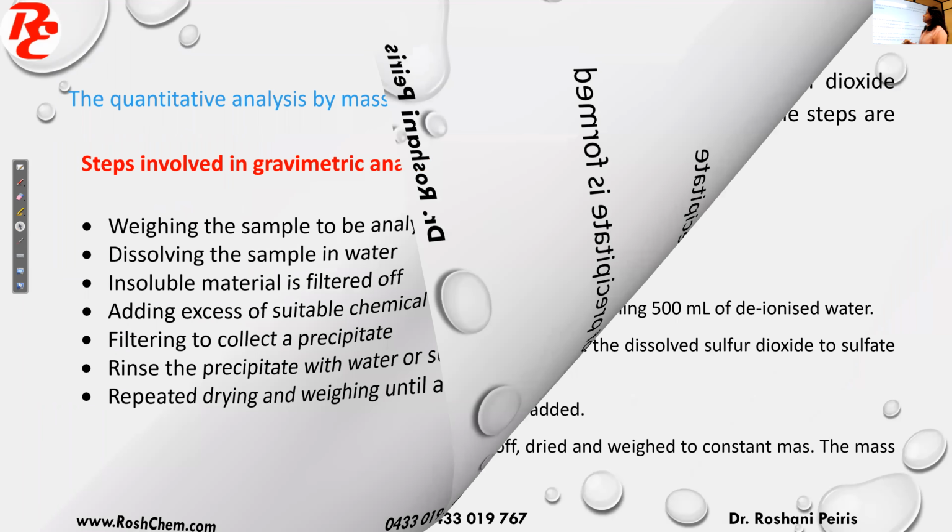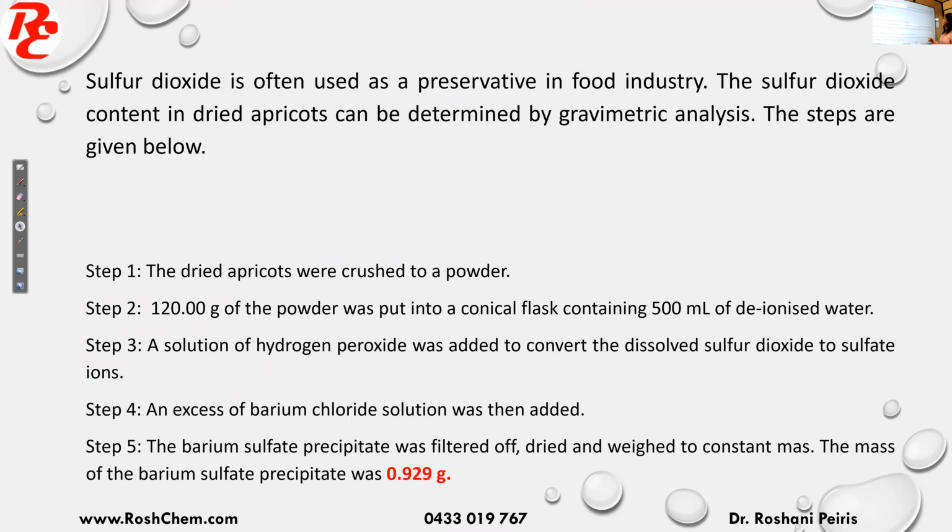Okay, so look at this question. Sulfur dioxide is often used as a preservative in food industry. The sulfur dioxide content in dried apricots can be determined by gravimetric analysis. The steps are given below. Step 1, the dried apricots were crushed to a powder. Then 120 gram of the powder was put into a conical flask containing 500 ml of deionized water. So you have taken 120 grams of dried apricot, that is your sample, you dissolve that in water. A solution of hydrogen peroxide was added to convert the dissolved sulfur dioxide to sulfate ions, right?